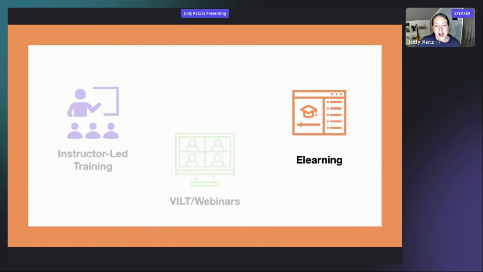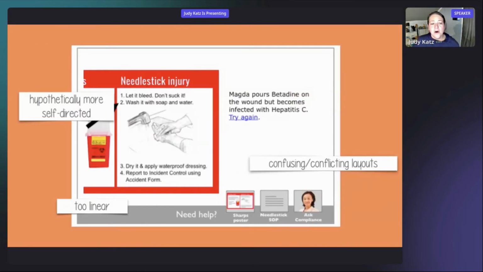And finally, let's talk about e-learning. Now, the issues that remain for virtual instructor-led are largely solved by e-learning. So personally, I think that e-learning is one of the most neurodivergent friendly methods. However, there still are some ways to make it a very frustrating and confusing experience. For example, if the layout is confusing or conflicting, or there isn't room for good exploration.